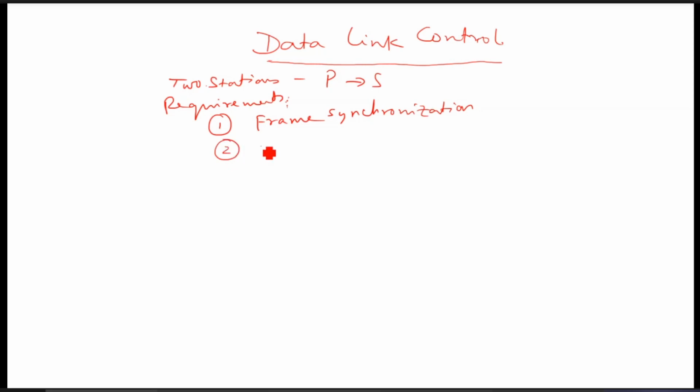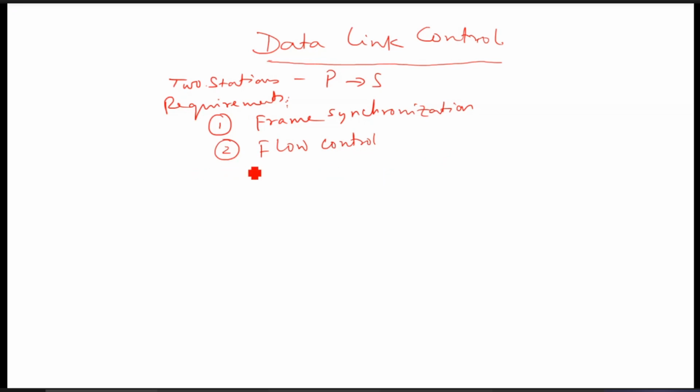Number two, it needs flow control. Why is it required? Here one station transmits and the other station receives, but the sending station should not send the frames at a rate faster than the receiver can absorb. If it does, then overflow will result. So some sort of flow control must be there.